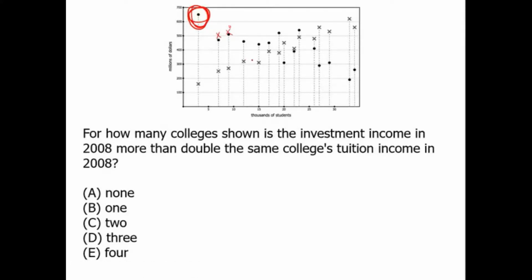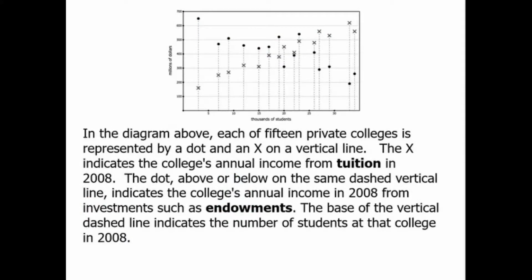And then we get into here. These dots are clearly, the X's are clearly more than halfway up to the dot. And so these are not going to work. None of these are going to work. And then the X's get higher than the dots. That's not going to work at all. So the only college that works is that first one. That is the only college for which the investment income is more than double the tuition income. So there is exactly one college that follows that pattern. Answer choice B.